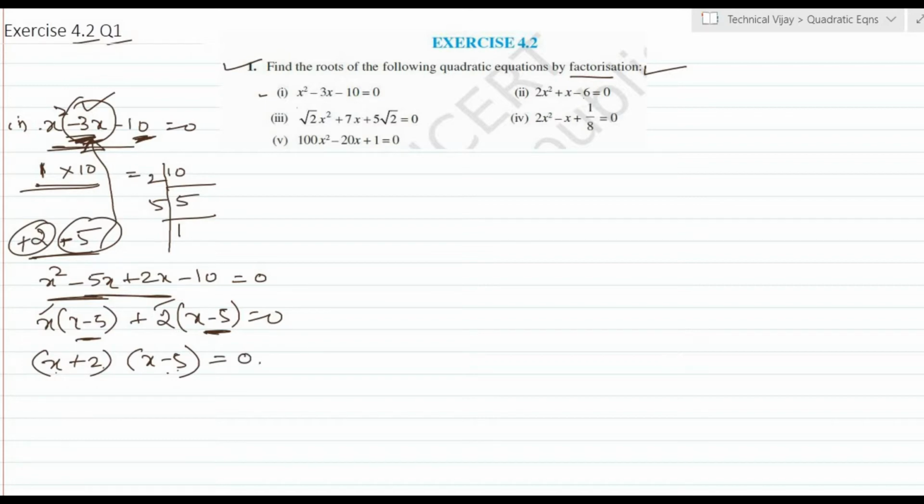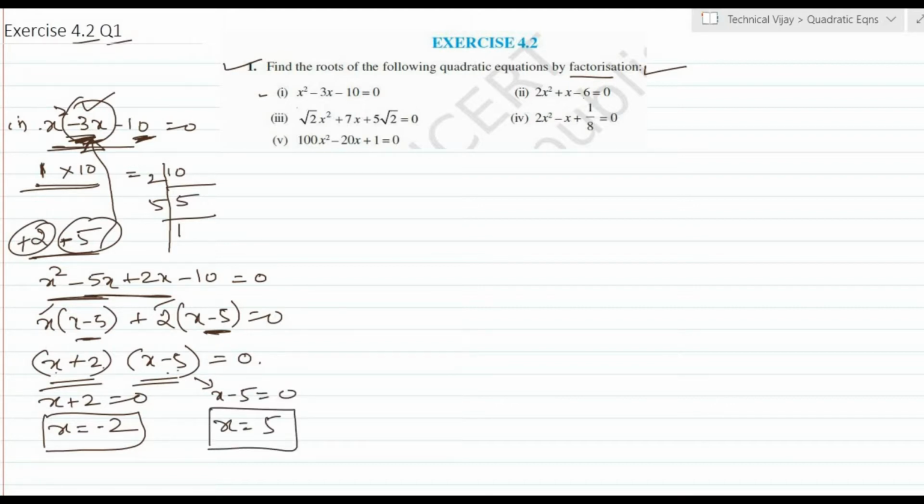We can find the roots of this equation by equating each term to 0. For example, x plus 2 is equal to 0, so x is equal to minus 2. This is one root of the quadratic equation. And x minus 5 is equal to 0, so x is equal to 5. This is another root of this quadratic equation. For a quadratic equation we get two roots, because the power of the variable is 2. As we studied in chapter 2, for a quadratic polynomial we get two zeros; in the same way, we get two roots for this quadratic equation.